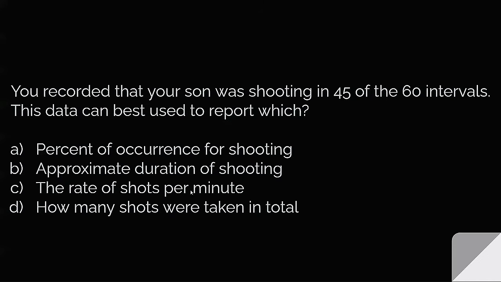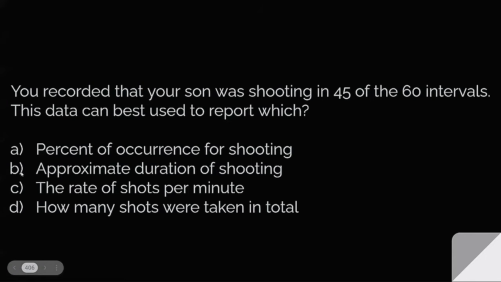Okay, so let's go to C, the rate of shots per minute. Well, no, I can't really get a rate because I didn't count, again, how many actually happened. I was just estimating. So I could try, using, again, 45 being how many shots I recorded, and try to figure out, of the 60 intervals, a rate. It's not going to be very accurate. B, approximate duration of shooting. No, I didn't record that, so I can't do B.